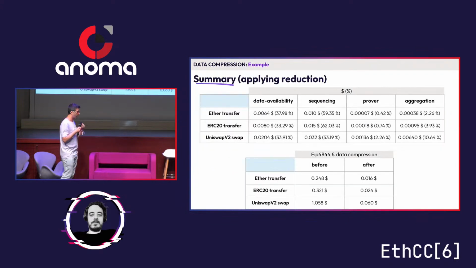And how it will end. This is exactly the same table that I put at the very beginning. So we can see here that the data availability cost is reduced dramatically. Instead of a few cents, you are going to $0.0064 in the case of an Ethereum transfer. So the final values over here are greatly reduced thanks to data compression, and the user will benefit from that.